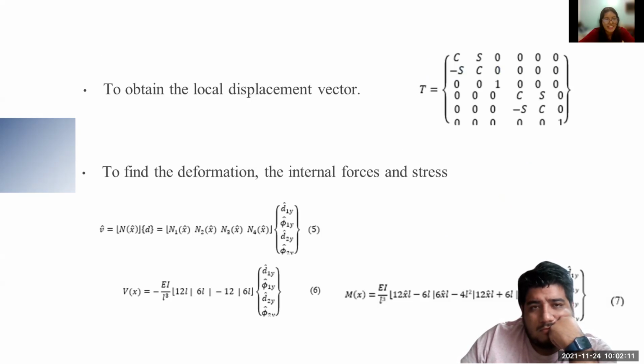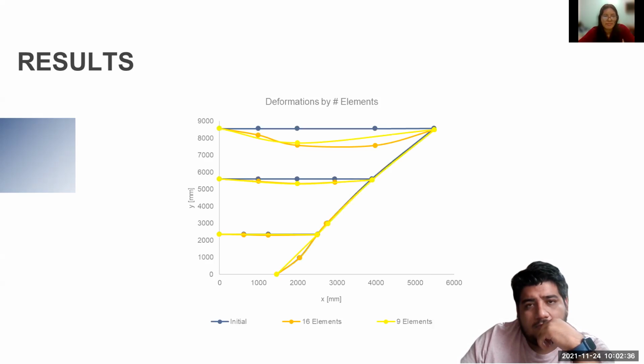And then we obtain the local displacement vector. It's necessary to multiply the global displacement vector of each element by the matrix. And with the local displacement vector, we can find the deformation and the internal force and stress. My partner.